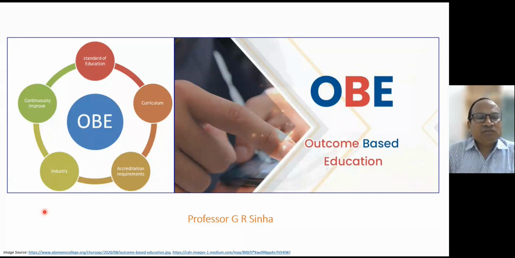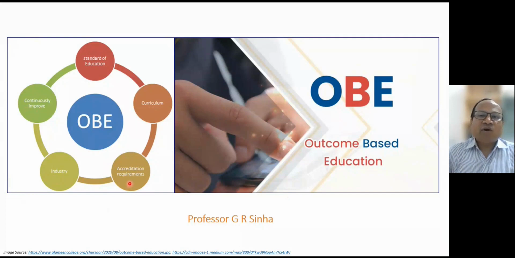If you look at one picture here, it depicts some components like curriculum, accreditation requirement, industry, continuous improvement, standard of education. So if the OBE framework is implemented successfully, the curriculum gets updated and revised from time to time as per the requirement of industry and also as per the needs, that can bring appropriate knowledge, skill, and values in the students.